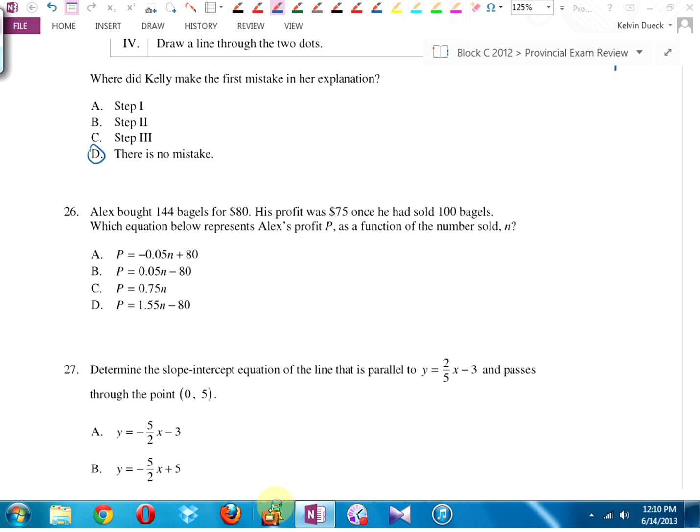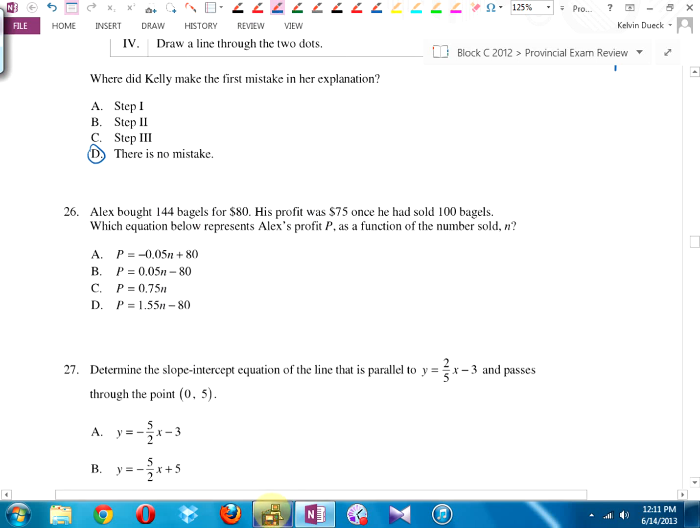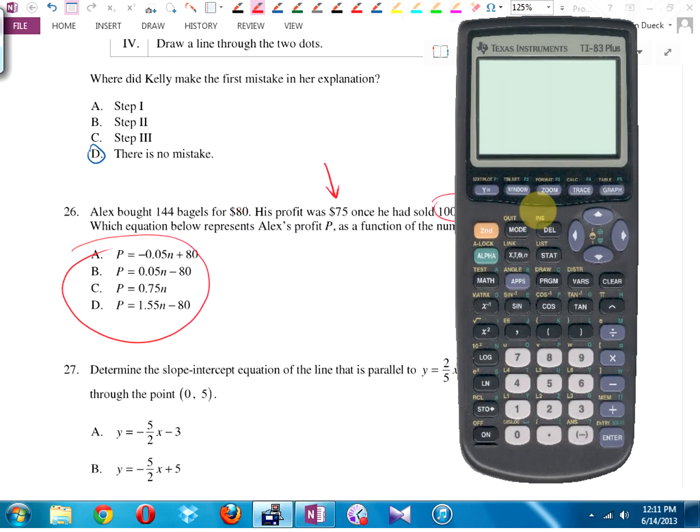I'm going to get my calculator out if I haven't already. I think what this is saying is if I take the number of bagels that he sold, which I would argue I can stick in for N, then the profit I should end up with is 75. I think in these four equations, if I put a 100 in for the N, type the right-hand side into my calculator, hit equals, then I should get 75, and that's the correct one. So let's quickly plug and chug with our calculators.